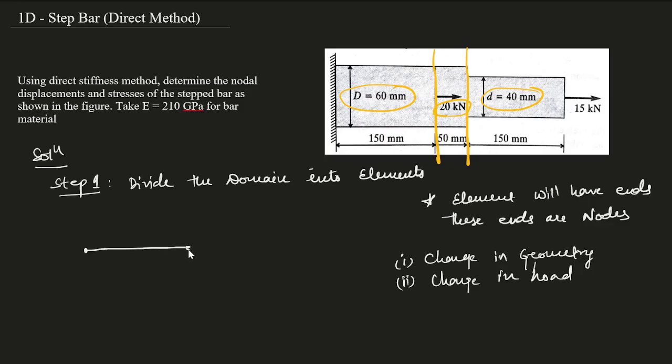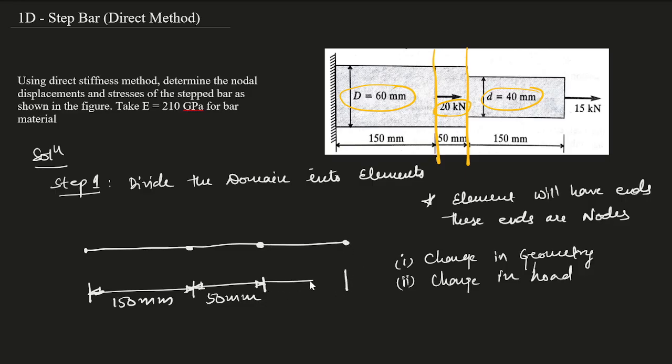This is the first element, and the dimension for this element is 150 mm. From here we have a second element, and the dimension for this is 50 mm. From this node we have the last element, the third element, and the dimension for this is 150 mm.